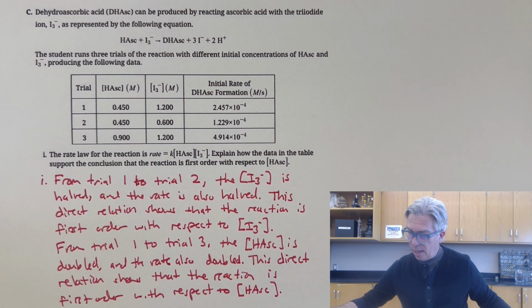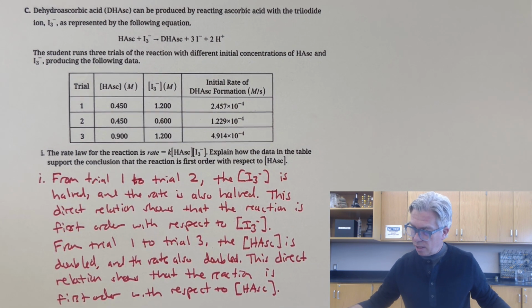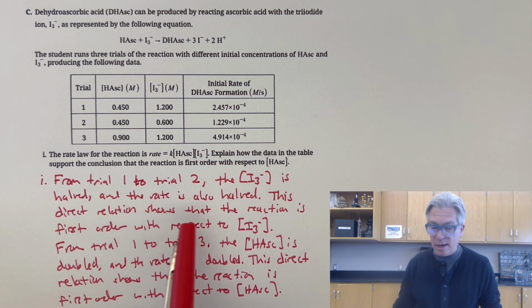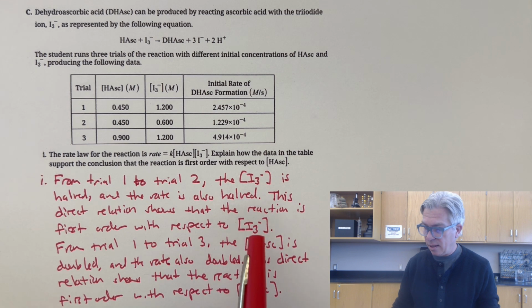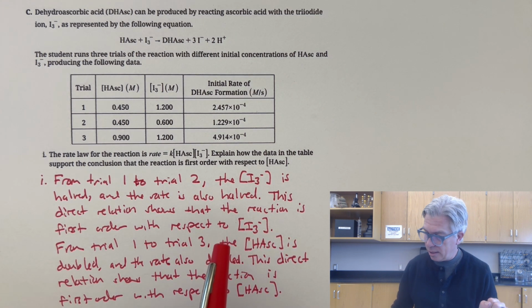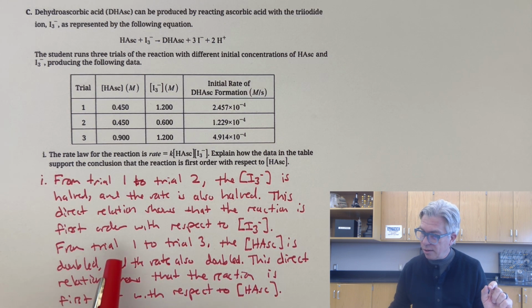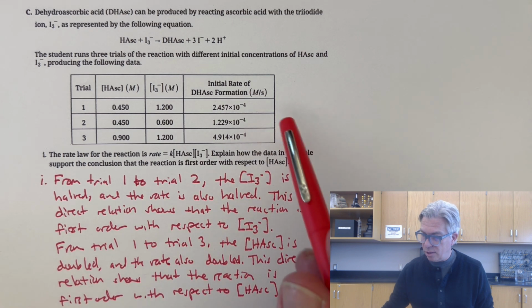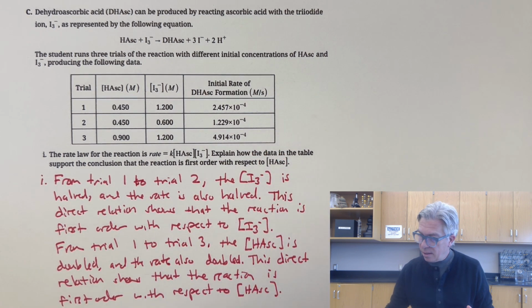Okay, and I said that from trial 1 to trial 2, the I3- is halved, and the rate is also halved. So that shows that it is first order with respect to I3-. That wasn't in the prompt, but I went ahead and did it anyway, just for the audience out here. From trial 1 to trial 3, the ascorbic acid is doubled, and the rate also doubled, approximately. This direct relation shows that the reaction is first order with respect to ascorbic acid.